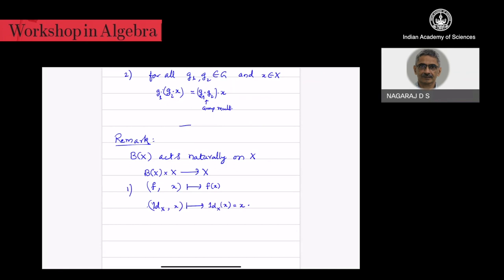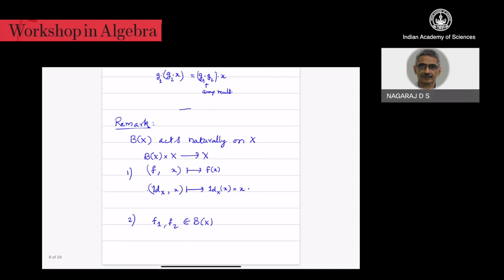Two, if I have f1, f2 in B_X, okay, so now look at f2 of x applied on f1 of x, which is equal to f1 composed with f2 of x. Okay, so that means B_X acts naturally on X.